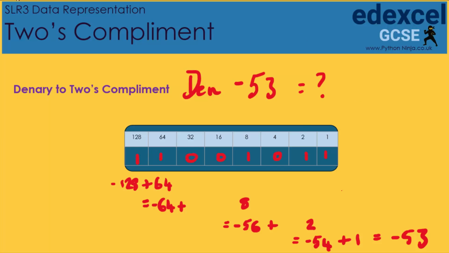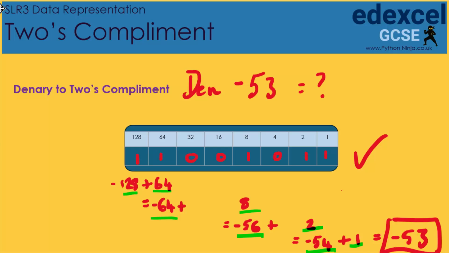So here we can see that it has worked out correctly. We've got minus 128 plus 64 equals minus 64. We add 8 to that, which gives us minus 56. And then we add 2 to that, which gives us minus 54, and we add 1 to that, which gives us minus 53. So that's very reassuring. We know that this is the signed integer 8-bit binary value for denary minus 53.